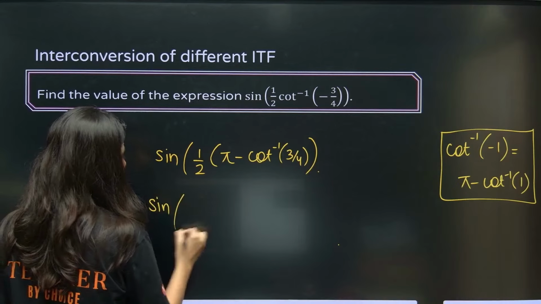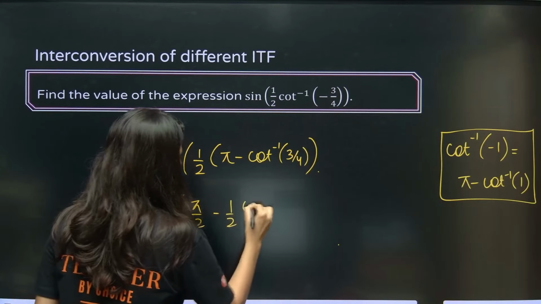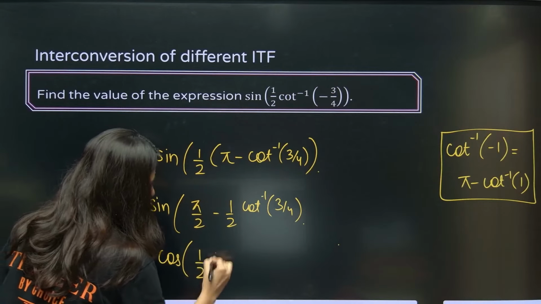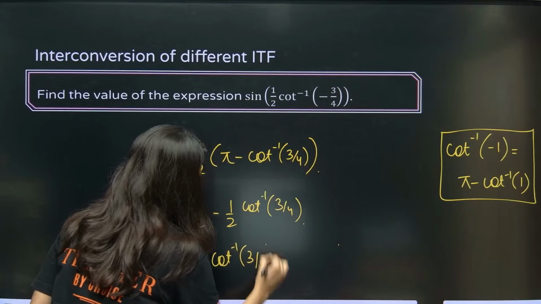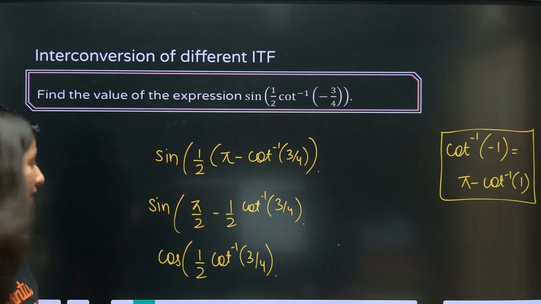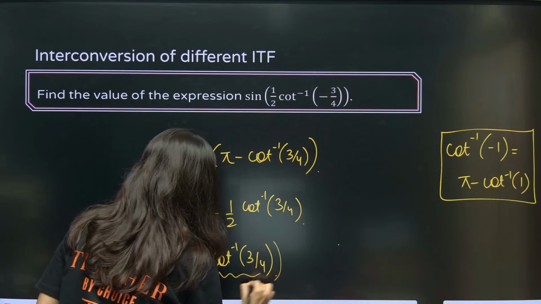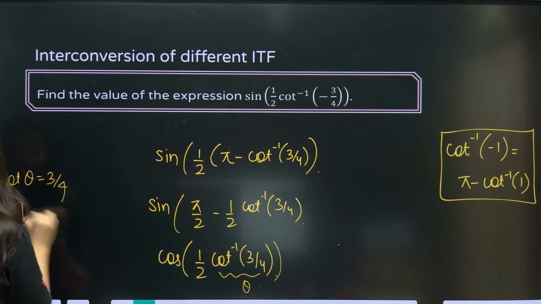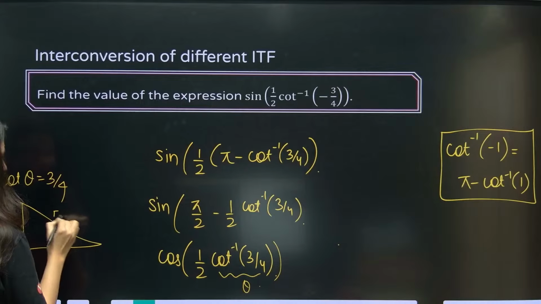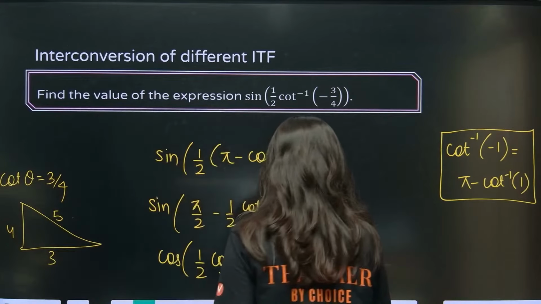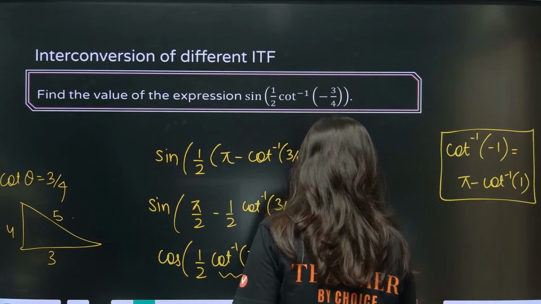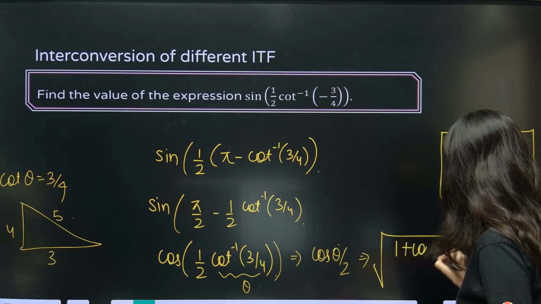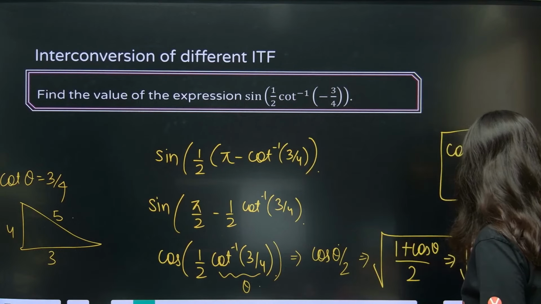Now this is sine of pi by 2 minus 1 by 2 cot inverse 3 by 4. Sine of pi by 2 minus theta is cos, so cos of half cot inverse 3 by 4. Yes, everybody? Now you just put this as theta. So cot inverse, cot theta is equal to 3 by 4. So this is 3, this is 4, this will be 5. What do you want? Ma'am, we want cos theta by 2. Cos theta by 2 is going to be square root of (1 plus cos theta) by 2. Yes or no? Basic trigonometry.